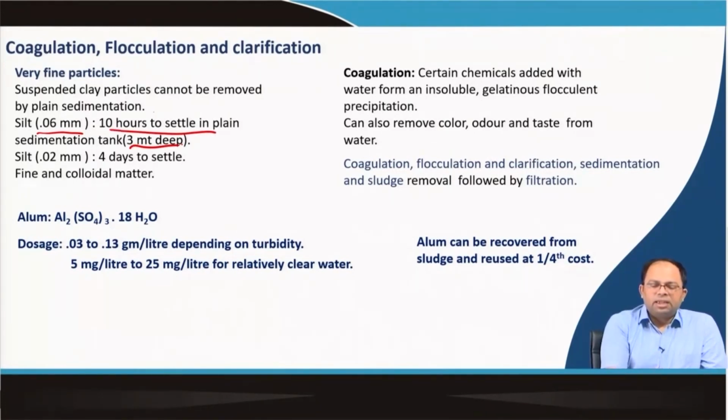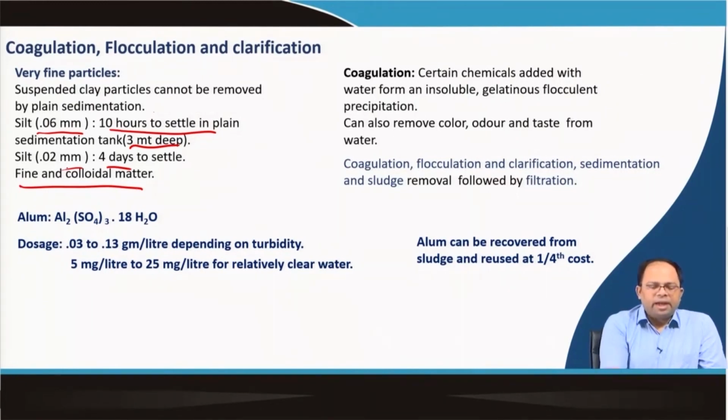So, you can understand the time. That means you have to design a tank which will hold the water for 10 hours. That is a big amount of detention time, that will require a huge size of tank. Similarly, for silt of 0.2 mm, it will require 4 days. We cannot have storage for 4 days, because there is no point of having such a large tank in water treatment. So, instead we have to look into other ways to actually get rid of this kind of particles.